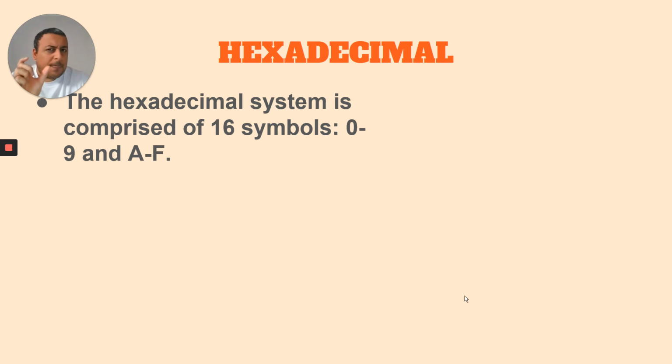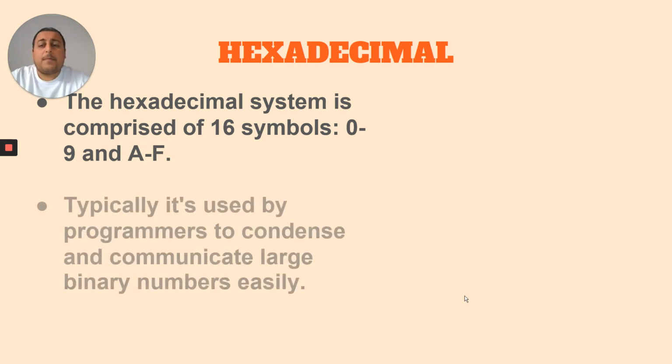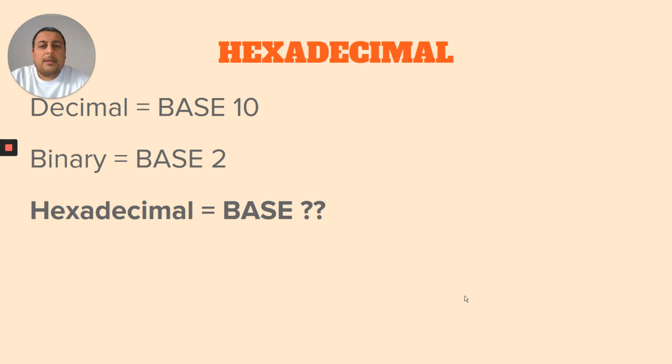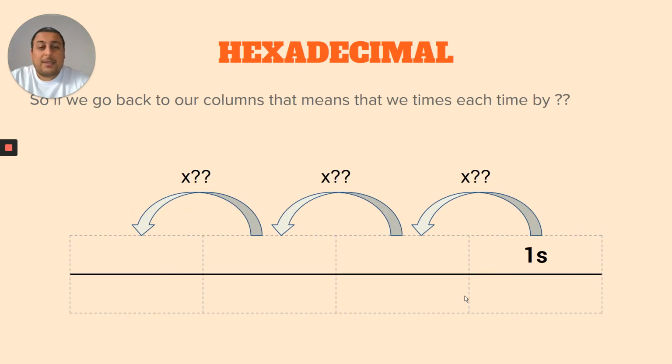The A to F bit, we'll talk about that in just a minute, okay? We use it to condense and communicate large binary numbers a lot easier. Whereas binary can only use 0 to 1, in hexadecimal, you've got 16 possibilities, which makes it a lot easier to communicate. So hexadecimal has a base of 16.